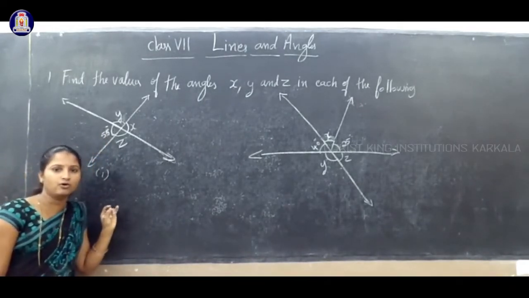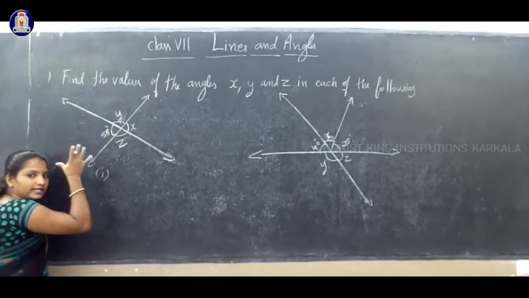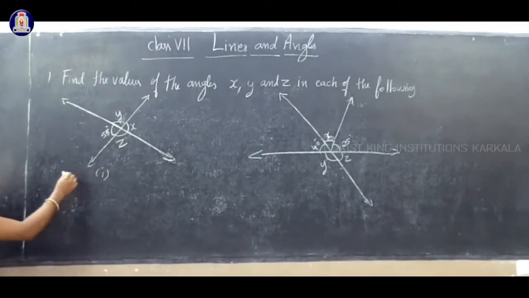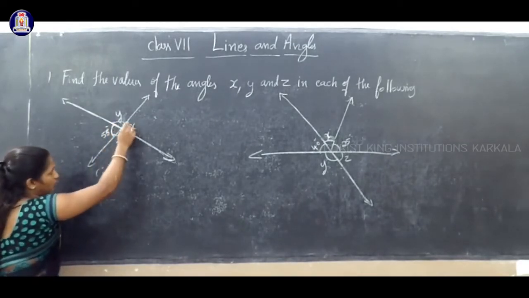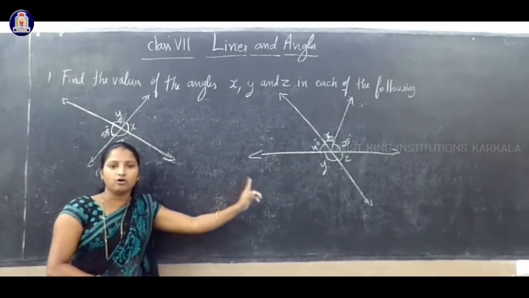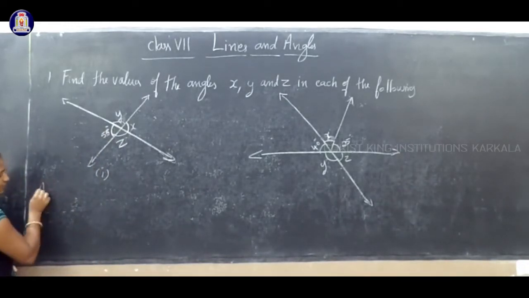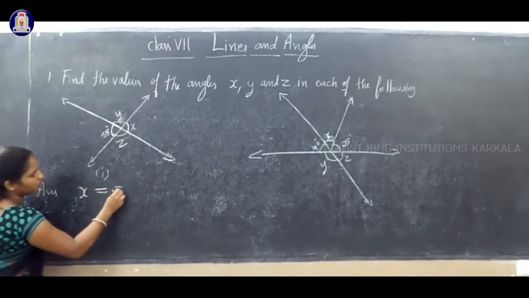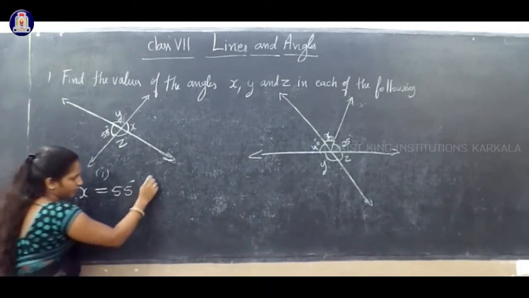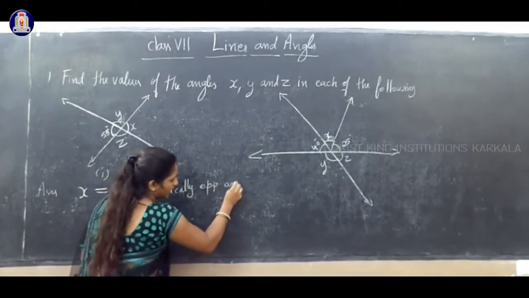So now how do we find the angles? We have to observe the figure and see which angles are equal. Clear? So now directly we can say that angle x is equal to 55. Why? Because they are vertically opposite angles. So now you can write the answer: angle x is equal to 55 degrees because they are vertically opposite angles.